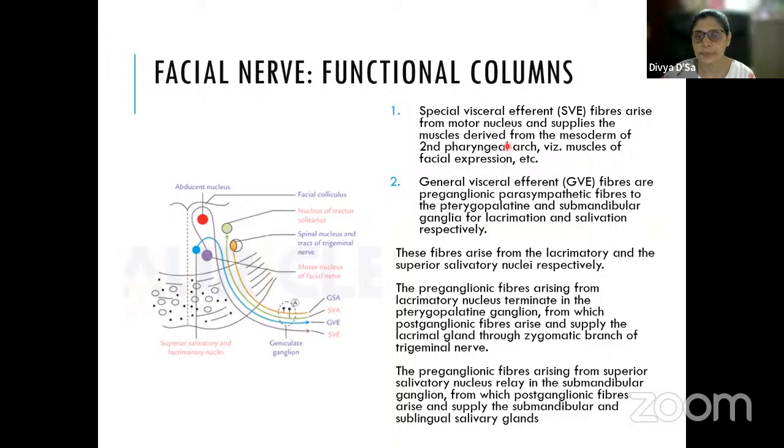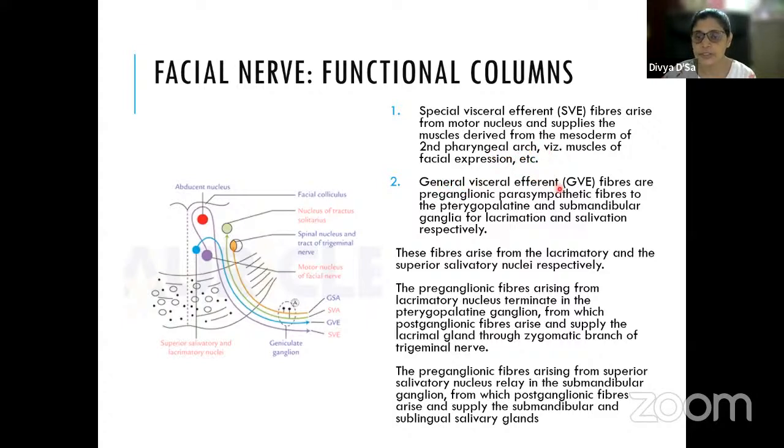Okay, so they are supplying the muscles which are derived from the mesoderm of the second pharyngeal arch. So that is basically the muscles of facial expression, the posterior belly of the digastric. So all those muscles are supplied by that.